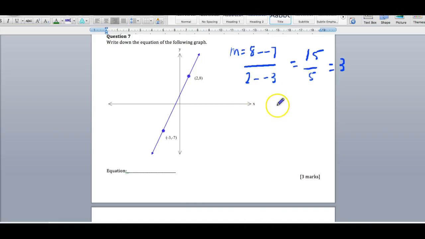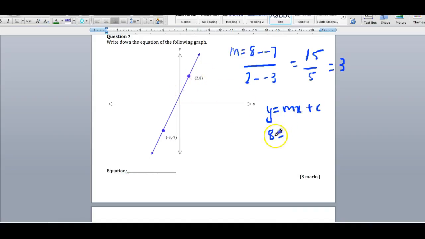All right, so to find your equation, because we can't see where it actually passes the axes, we've got to use y equals mx plus c. Now, m we found out was 3. For x and y, you can use either (2, 8) or (-3, -7). Now, I'm not a big fan of negative numbers. They tend to cause issues, so I'm going to be using (2, 8).